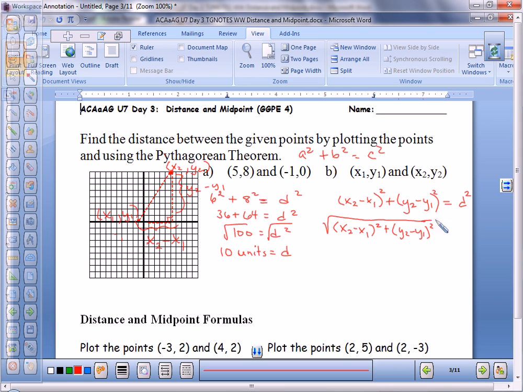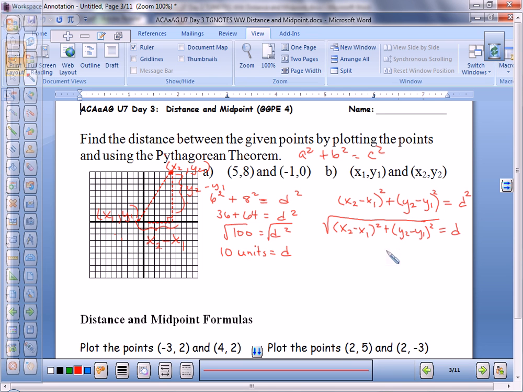We can use this formula to find the distance between any 2 points, whether or not we have a coordinate plane. I remember. It's ringing a bell, isn't it? Good. Good. We started this at the end of the year.